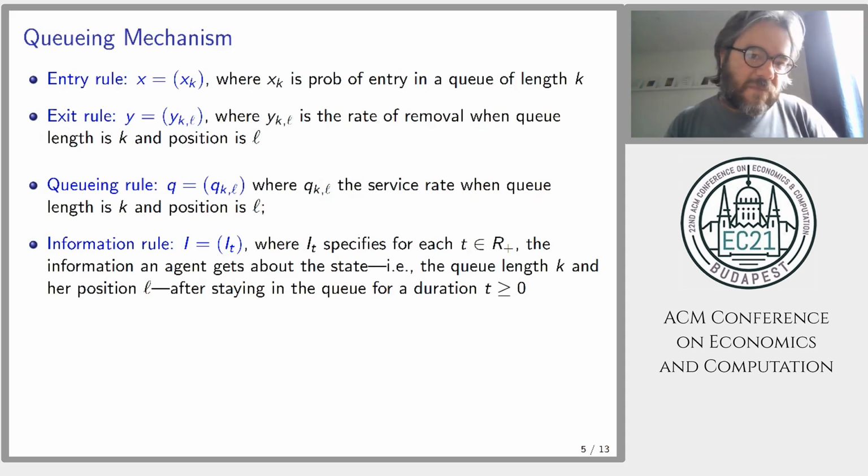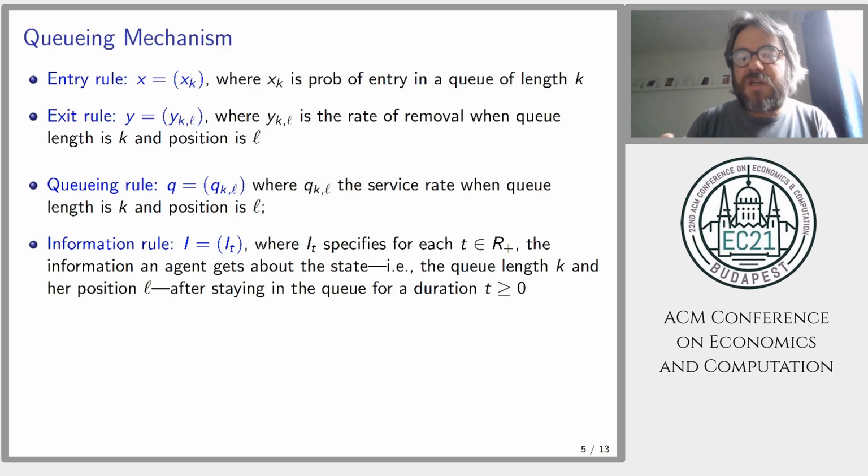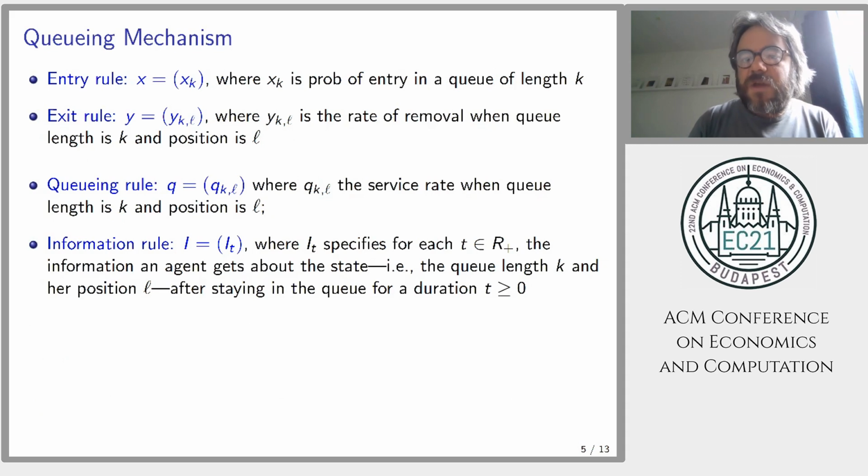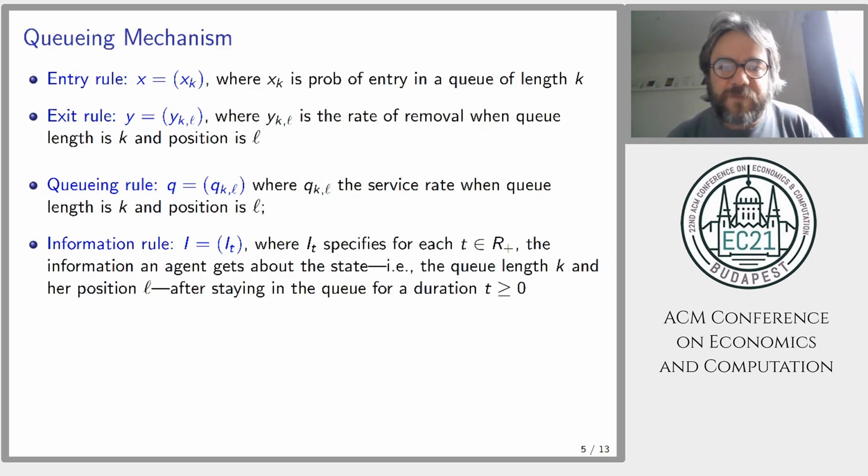So X is going to be the entry rule, and the designer will also have the possibility to remove agents from the queue. So Y is going to be the exit rule, and it's a collection of Ykl for each k and l, where k again is the queue length, and l is an agent's position in the queue. I haven't said so far what the position of an agent is. So let's think of the position of an agent as reflecting how much time he has been waiting in the queue. Typically an agent has position 1 if he's the guy who waited for the longest time in the queue. He has position 2 if he's the guy who waited for the second longest time, and so on and so forth.